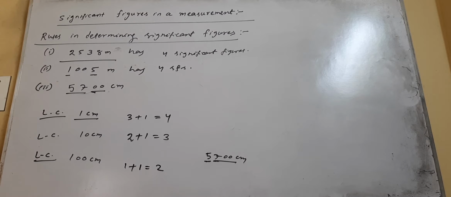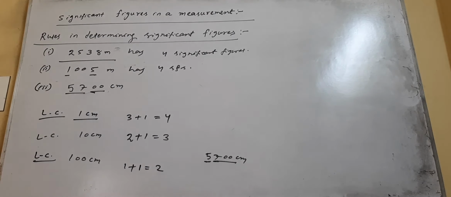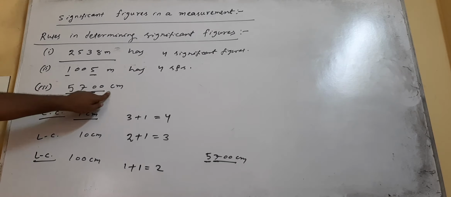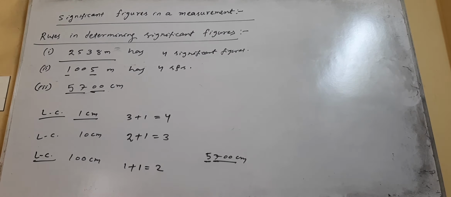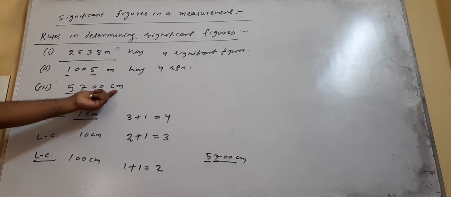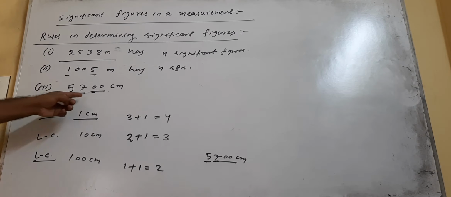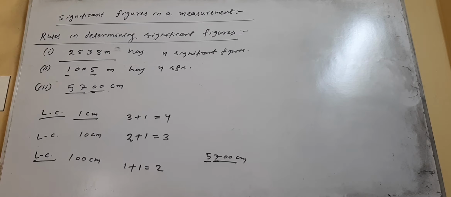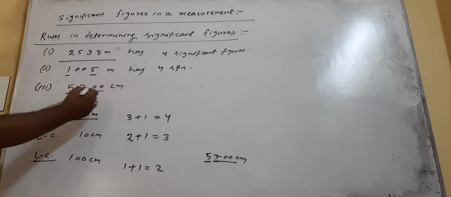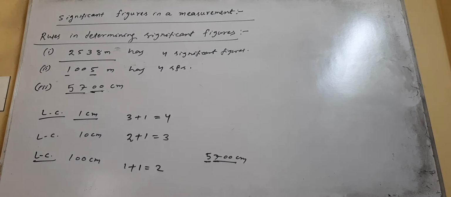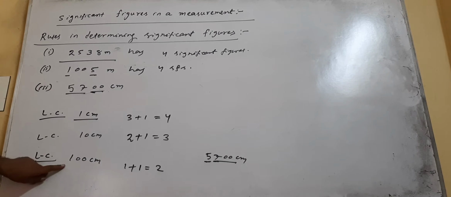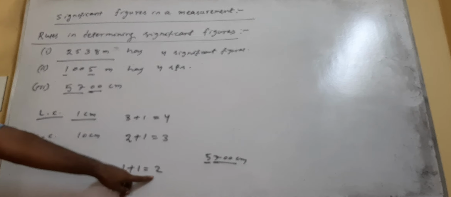So you remember, in this type of measurement, whether the final zeros are significant or not depends upon the least count. If the least count is 1 centimeter, then the significant figures are 4. That means all the zeros are significant. If the least count is 10 centimeter, then the uncertainty shifts from this to this, so the significant figures will be 3. And if the least count is 100 centimeter, then the significant figures are 2.